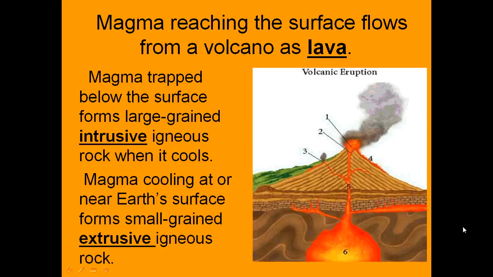Magma that cools at or near the Earth's surface has small-grained, extrusive igneous rocks. So this would be like where the lava is, where it's close to the surface of the Earth. Extrusive means outside the crust. So EX, think about exit, outside the crust. Extrusive rocks have small mineral grains.